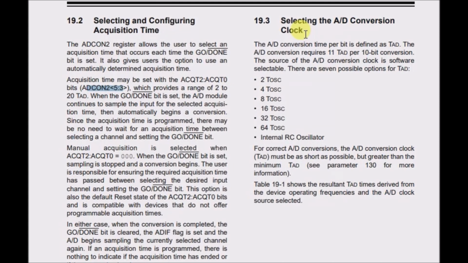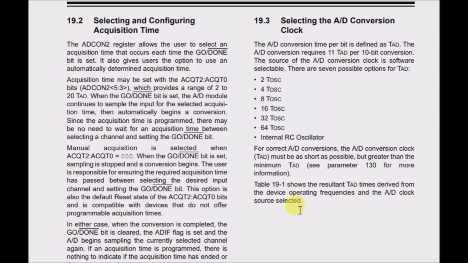Selecting the AD conversion clock. The AD conversion time per bit is defined as TAD. The AD conversion requires 11 TAD per 10-bit conversion. The source of the analog to digital conversion clock is software selectable. There are 7 possible options for TAD, from 2 TOSC to 64 TOSC, and the internal RC oscillator. For correct AD conversions, the AD conversion clock TAD must be as short as possible, but greater than the minimum TAD. See parameter 130 for more information.